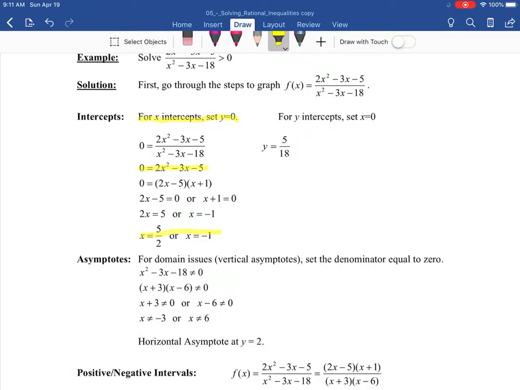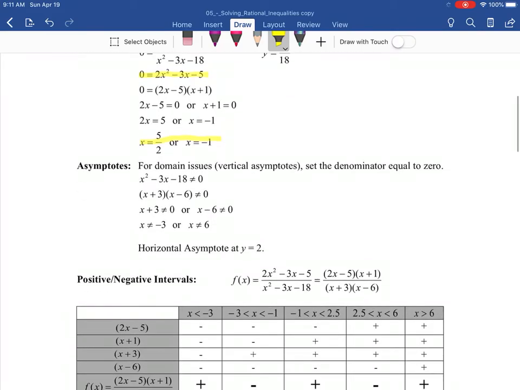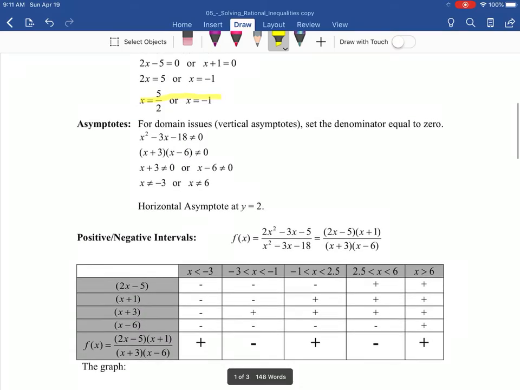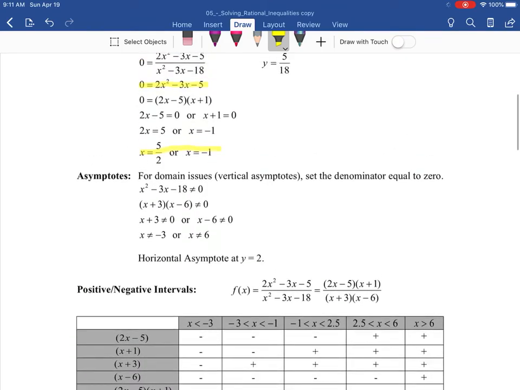Over here, I found the y-intercept by setting the x value to 0. I just subbed 0 into the function and got 5 over 18. Actually, as it turns out, that's a good step for graphing. It's actually not needed to get the answers in this particular question. And I'll show you why later, but just to show all the steps for graphing, I put it in here.